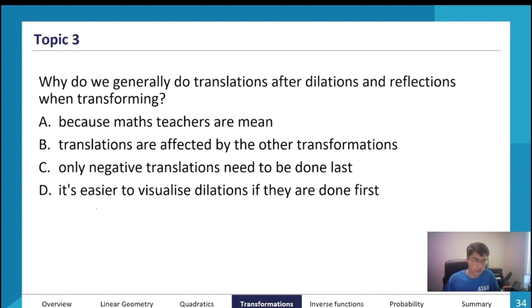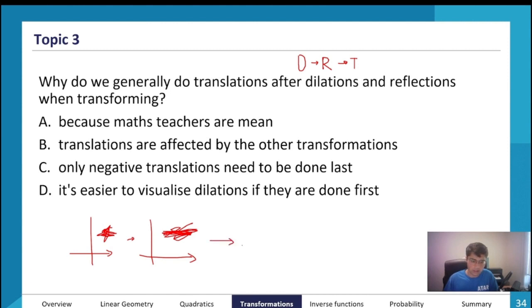So there's this rule of thumb when it comes to transformations that you want to do dilations, then reflections, and then finally translations. We'll get into that in the next slide. But it's always this order and not the other way around. The reason for that is because if we just take a random graph, let's say we have a scribble in the top right half of the graph, and we dilate that, stretching it away from the y-axis, it's going to look something like that.